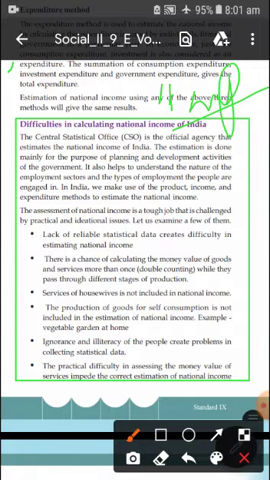So the first point: lack of reliable statistical data creates difficulty in estimating the national income.